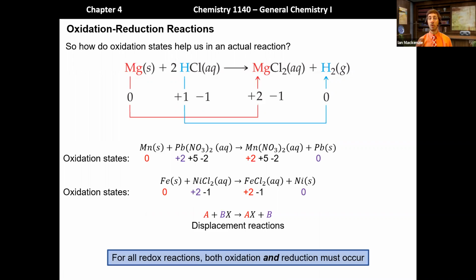So for all redox reactions, remember that both oxidation and reduction must occur because we must maintain balance of the electrons lost and the electrons gained.